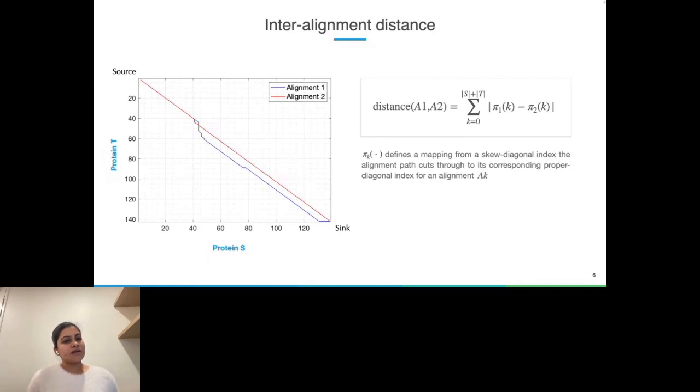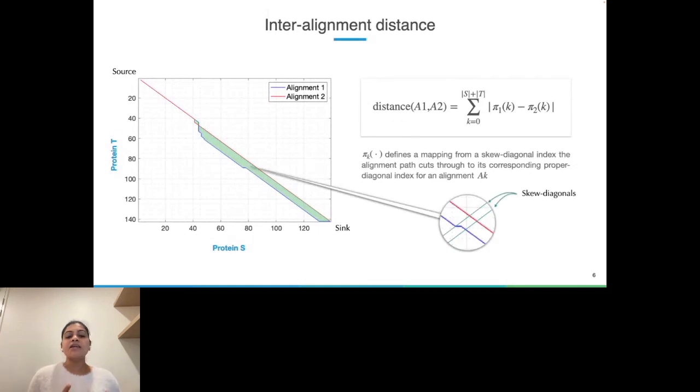Any alignment can be visualized as a source to sink path in a matrix as shown here. Therefore, we can measure the distance between these two alignments by computing the amount of space or the area between the two paths. Notice that any alignment path crosses each skew diagonal of the matrix exactly once. Therefore, we can approximate the space between the two alignments by summing the width between the two paths at each skew diagonal. This width is simply the absolute difference between the corresponding proper diagonal indices of the matrix as shown in the equation here. So we can use this measure to compute the distance between any two alignments.